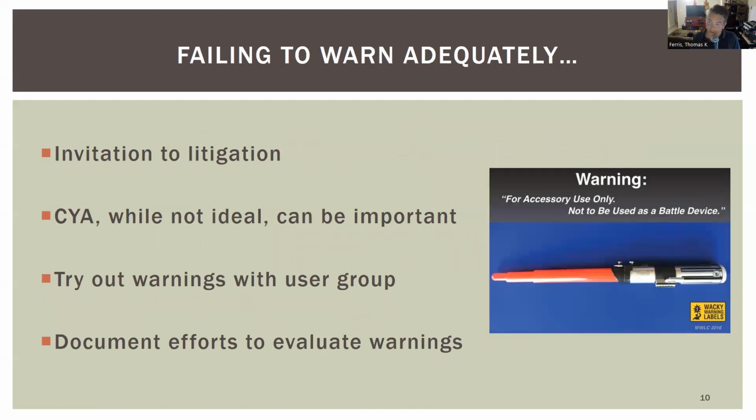If we fail to design an effective warning, what are the consequences? This is where litigation comes into play, if somebody hurts themselves and they weren't adequately warned of a hazard. I mentioned a couple times about the cover your butt needs here. It's not ideal, but it can be important from a product design perspective, from a human systems perspective. Warnings are things that can be pilot tested and evaluated and refined.